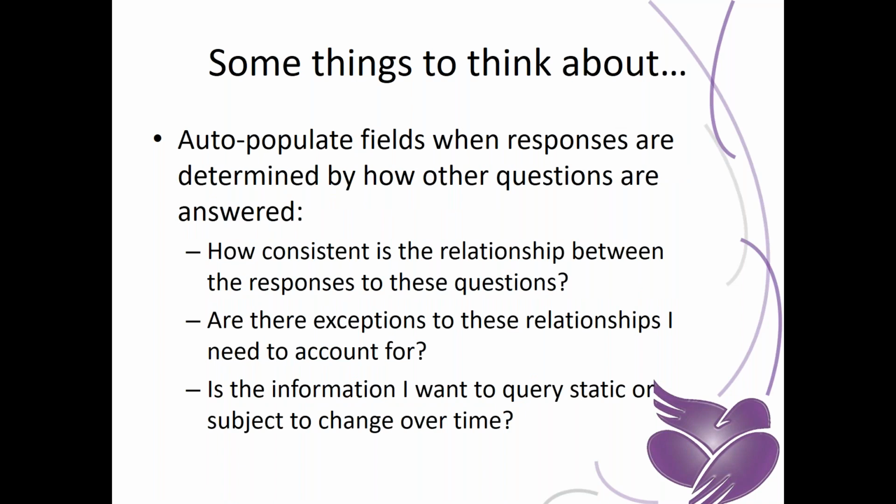So around the auto-populating, you'll remember we did that when type of program equals this, I want program name to equal this. So just a few things to think about when you're reflecting on those features and thinking about using them: how consistent is the relationship between these responses? If it's very consistent, go for it. If there are some exceptions to these relationships, is it possible to account for them in form actions?